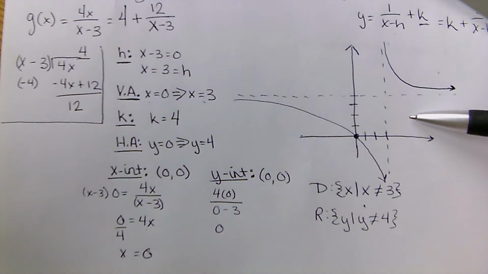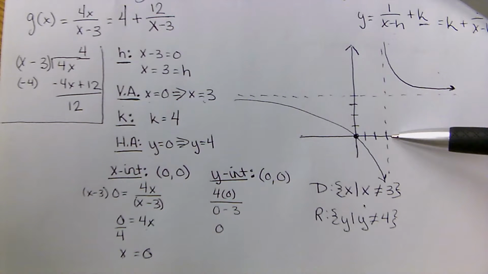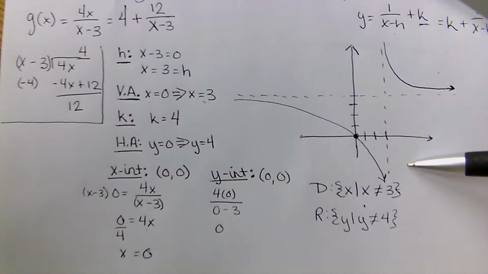Now, I could be here and still be a function, correct? But there's no what right here? Dotted line. There's no x-intercept. If there's no x-intercept, can I get through here? No.